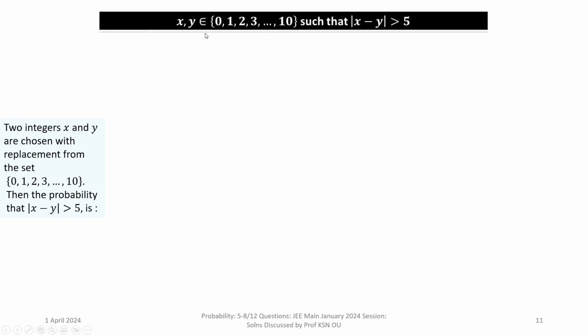That's our question. And we have brought you a table. Now, x, y belongs to the set consisting of 0, 1, 2, 3, up to 10, such that mod of x minus y is greater than 5. Now we have to find the total number of favorable cases for this. So let us say x, y from this set, and how many ways this can be done.